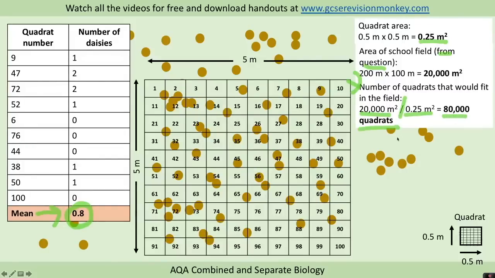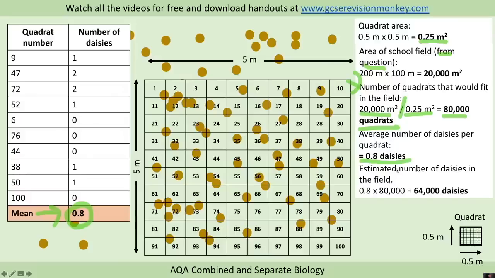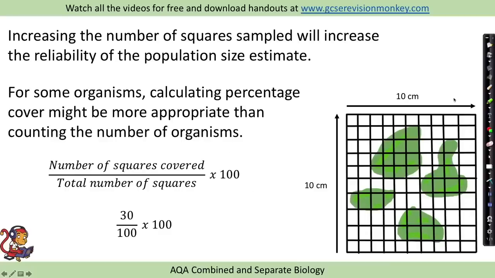So if 80,000 quadrats fitted in our field, and the number of daisies in each quadrat was 0.8 as an average, then the estimated number of daisies in the whole field would be our number per quadrat multiplied by the number of quadrats that would fit in the field. So 0.8 times 80,000 would give us a total estimate of 64,000 daisies. A couple of key points then.